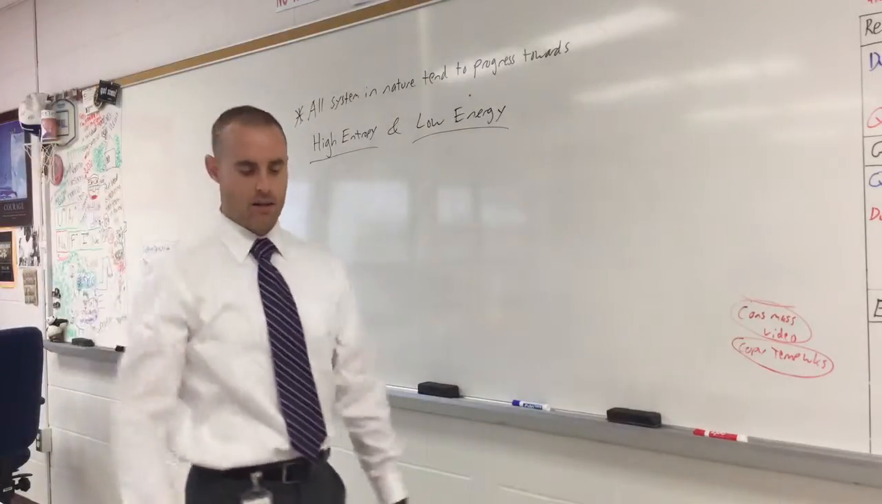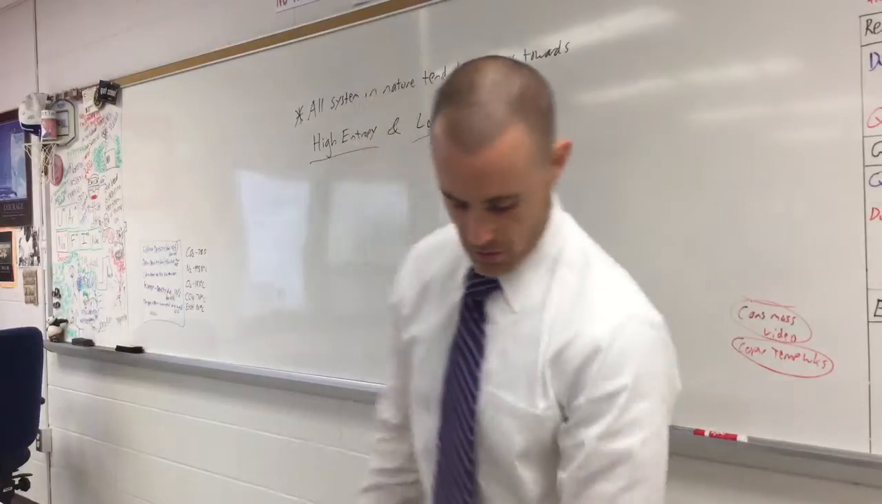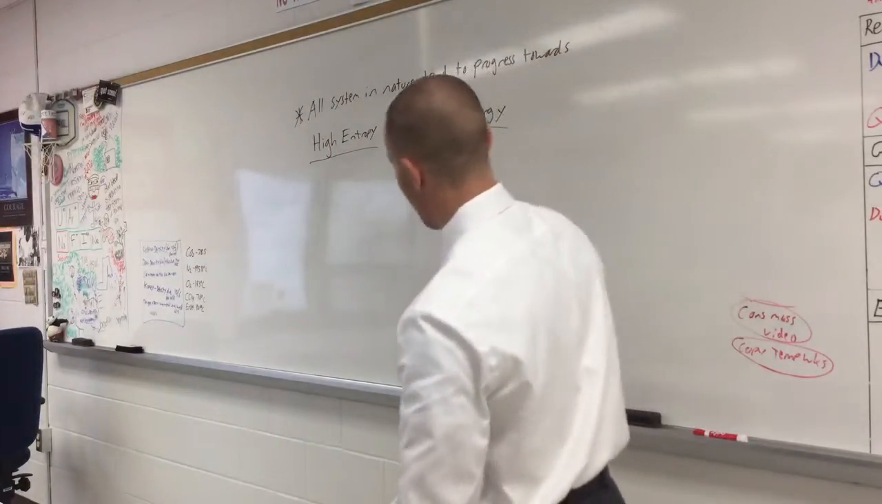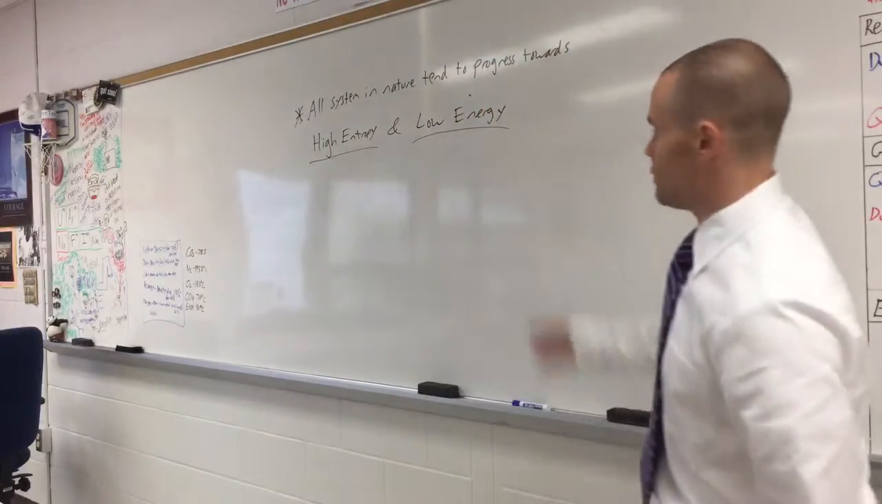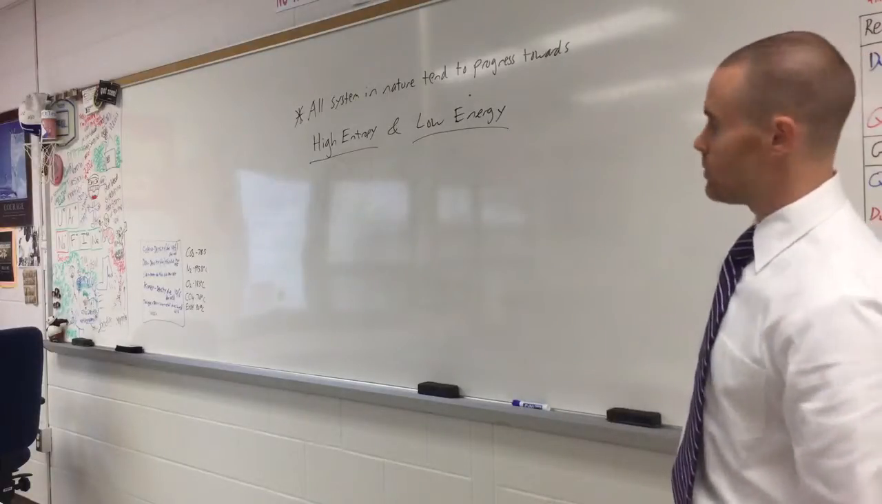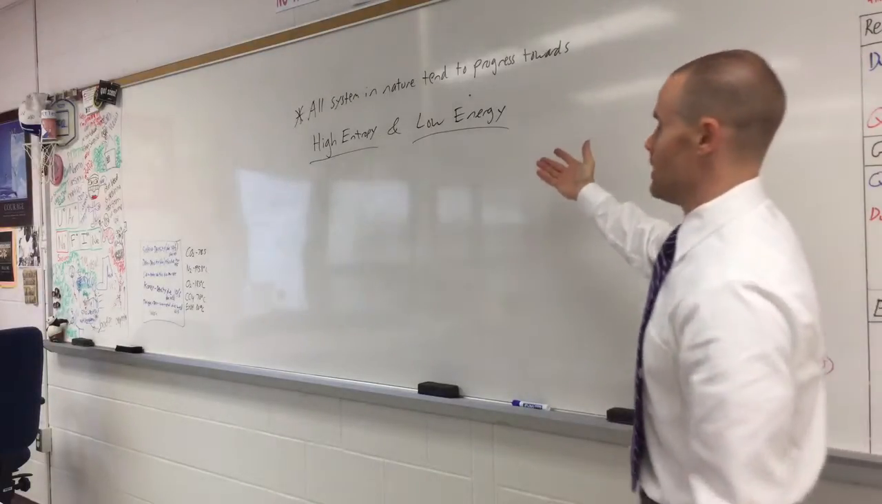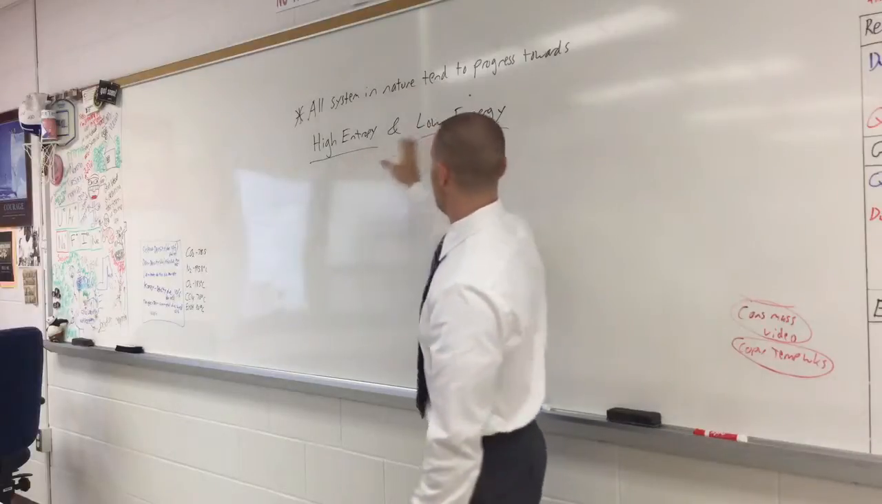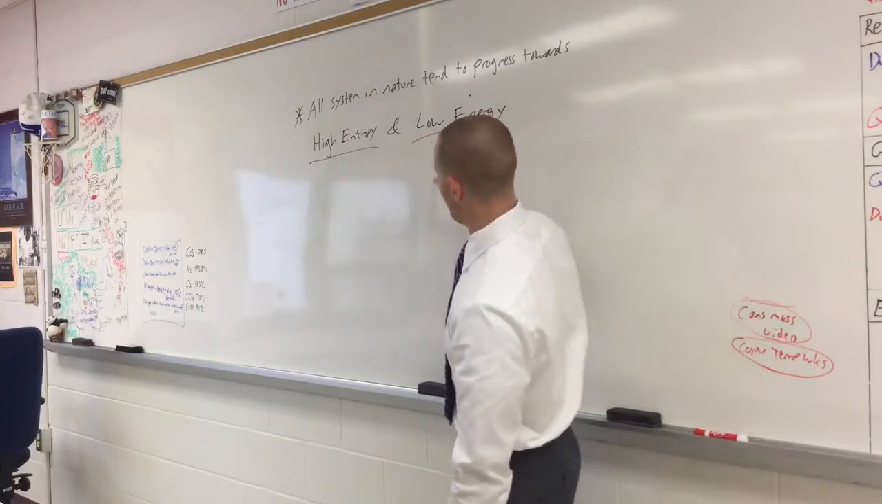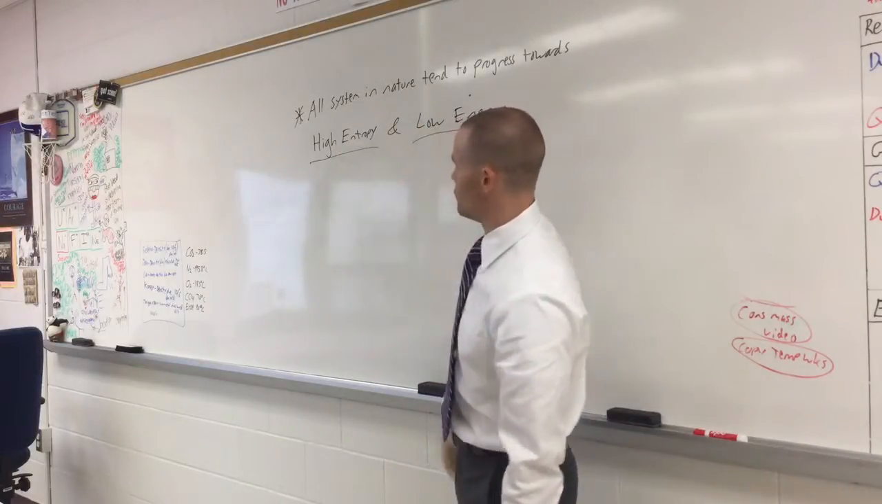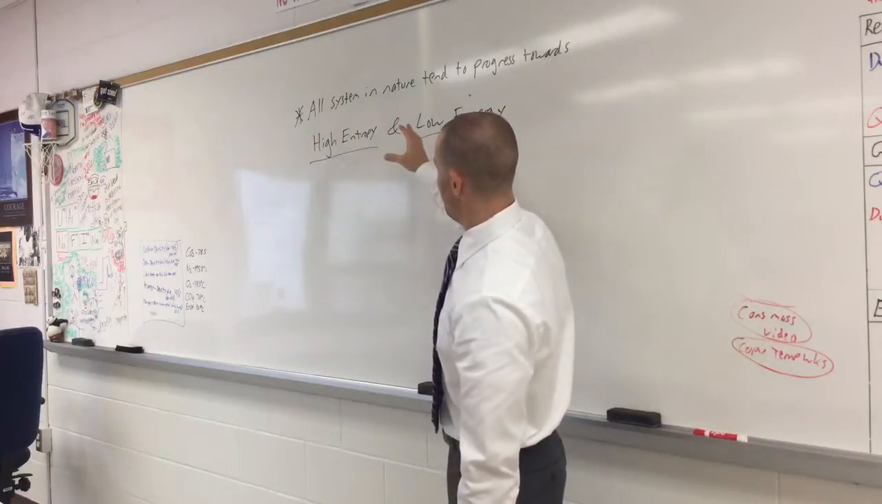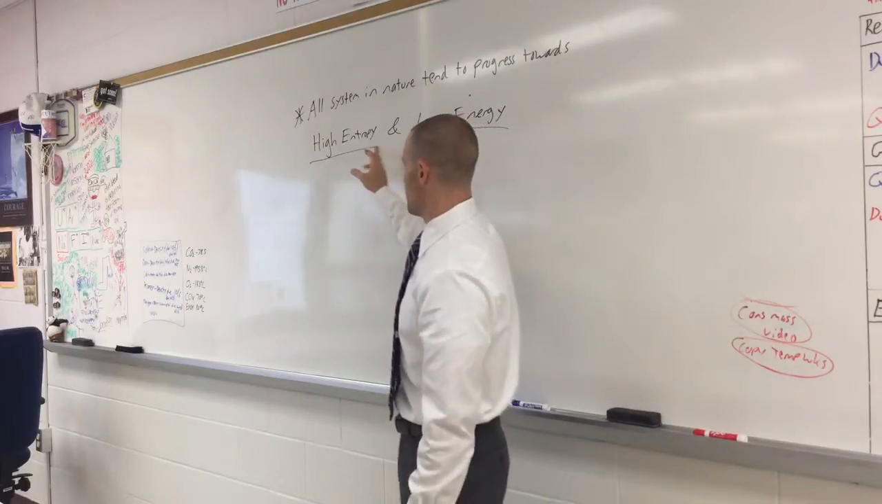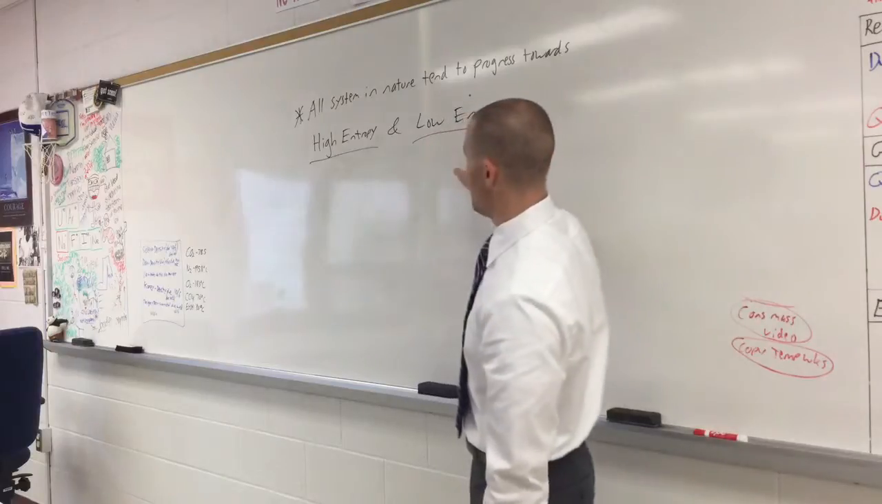Which of the following occurs in nature? And then you'll have 4 choices. All systems in nature tend to progress towards, and then this is the right answer. But then they'll say high entropy, high energy. Low entropy, low energy. Low, high. So they'll flip the words around. So this is a good time for me to bring this up because we know what this means. We just started talking about energy.